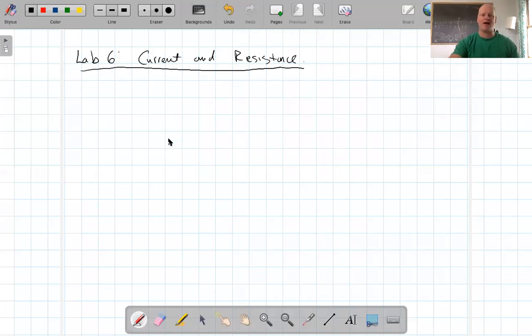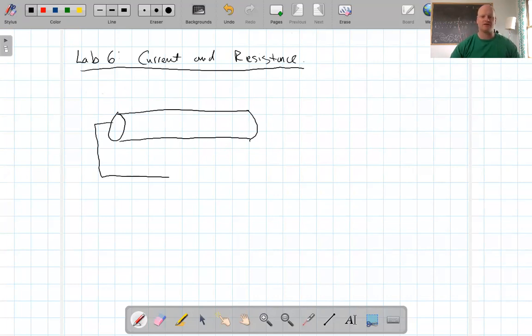So today's lab is about current and resistance. First off, what is current? Current is, if I had, say, a wire, so here's my wire, and then we're going to apply a potential difference across the wire. So here is my potential difference. This is going to be represented by a battery.